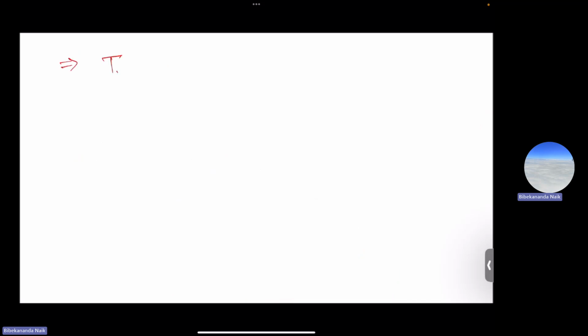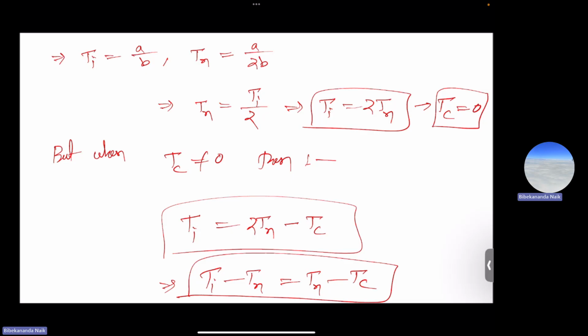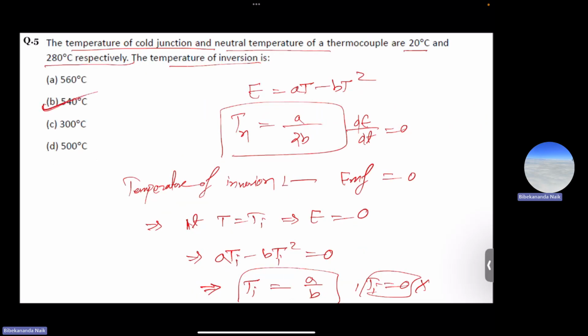So Ti is 2Tn minus Tc. That implies Tn, it is given in the question as 280 degrees Celsius. Tc is at 20 degrees Celsius. So it is 2 into 280 minus 20. That implies 560 minus 20 equals 540 degrees Celsius. And this is the correct answer. So the correct option is option B.